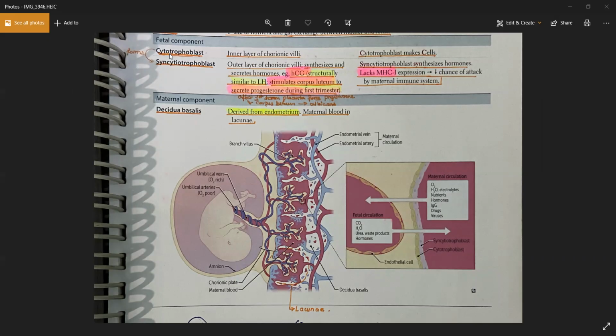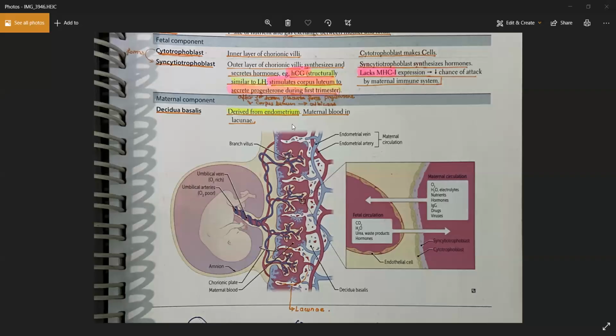Step 1 can ask you this: why is the fetus not affected by the autoimmune disorders in the maternal body? It is because these cells lack the MHC1 expression. So basically, the chances of attack by the maternal immune system will be decreased, right? Because whenever you have an external cell or any external tissue in the body, it will always be attacked by the immune cells. So the placenta is present within the body of the female, but is still not getting attacked by the immune cells. It is because they lack MHC1.